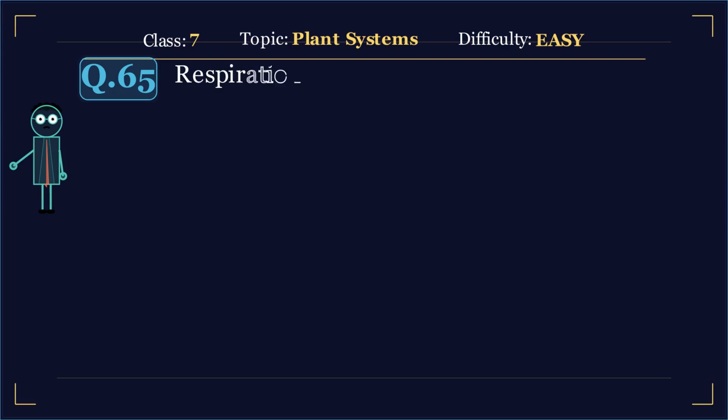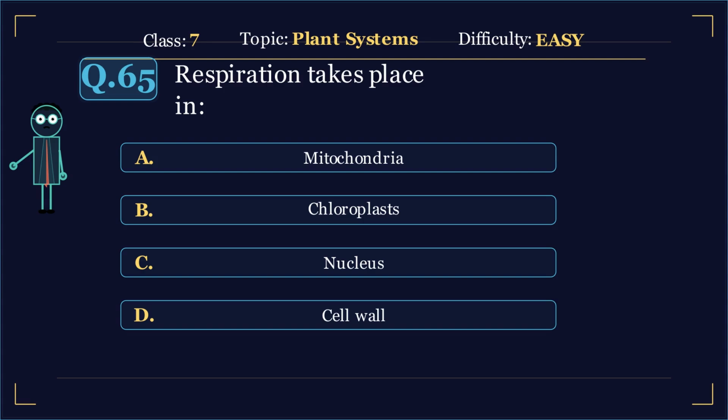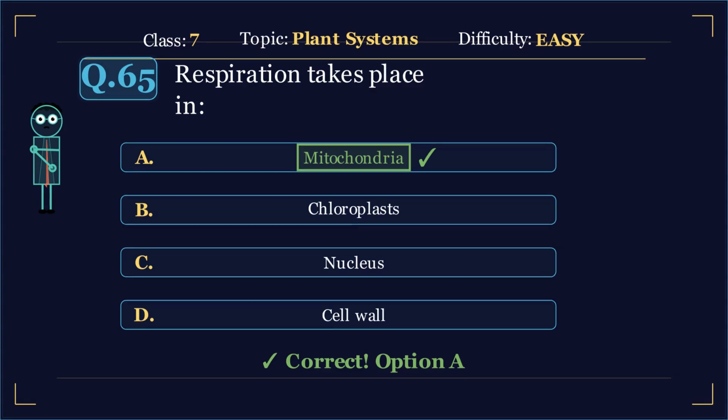Question 65. Respiration takes place in. Option A, mitochondria. Option B, chloroplasts. Option C, nucleus. Option D, cell wall. The correct answer is option A.